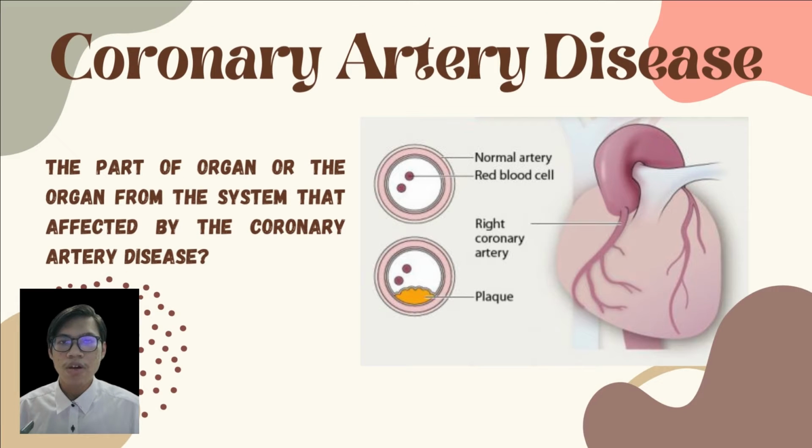I will explain about coronary artery disease. First of all, what is the organ from the system that is affected by coronary artery disease? Coronary artery disease affects our heart. It is a narrowing of coronary arteries that prevents adequate blood supply to the heart muscle. Usually, this is caused by arteriosclerosis. It may progress to the point where the heart muscle is damaged due to the lack of blood supply.